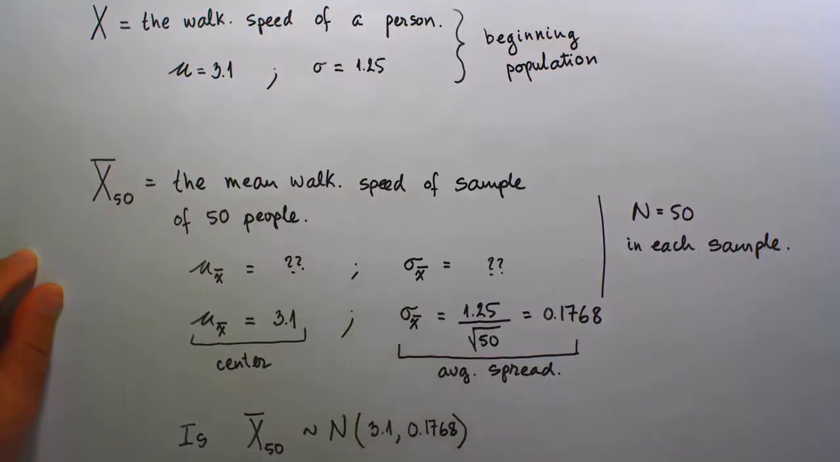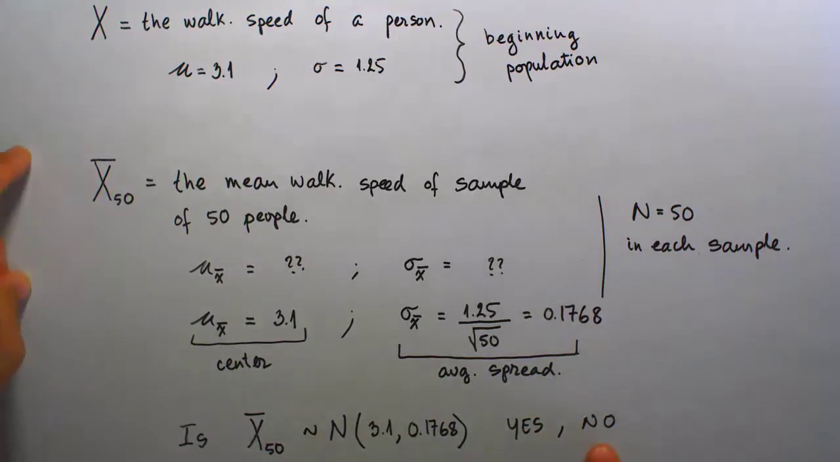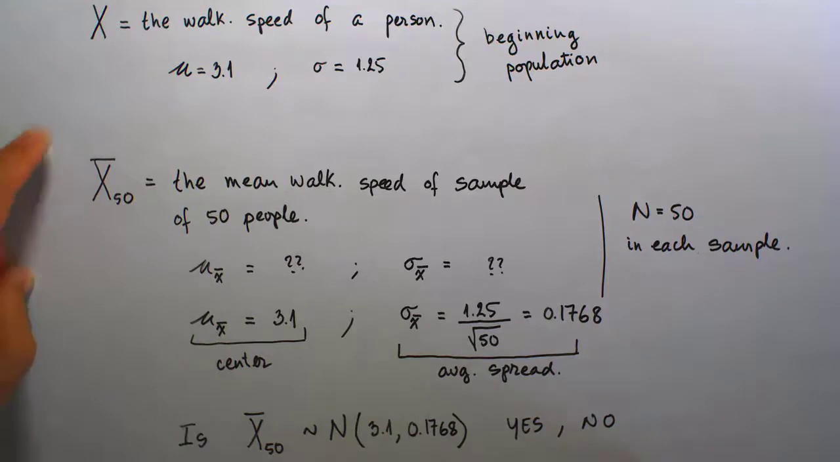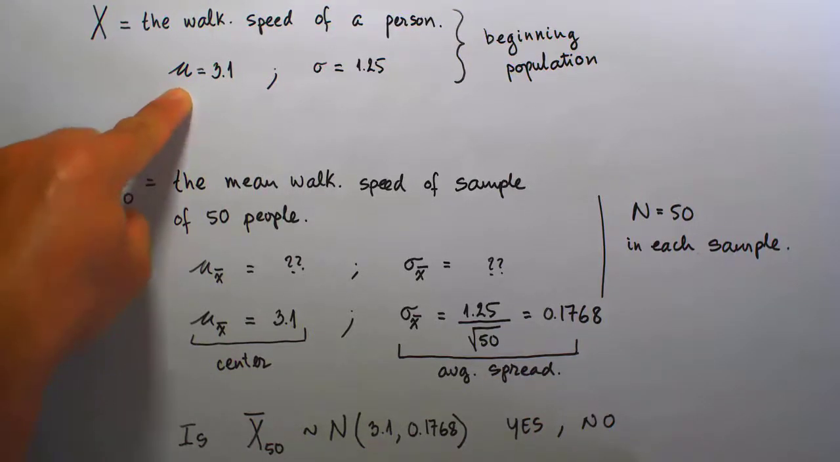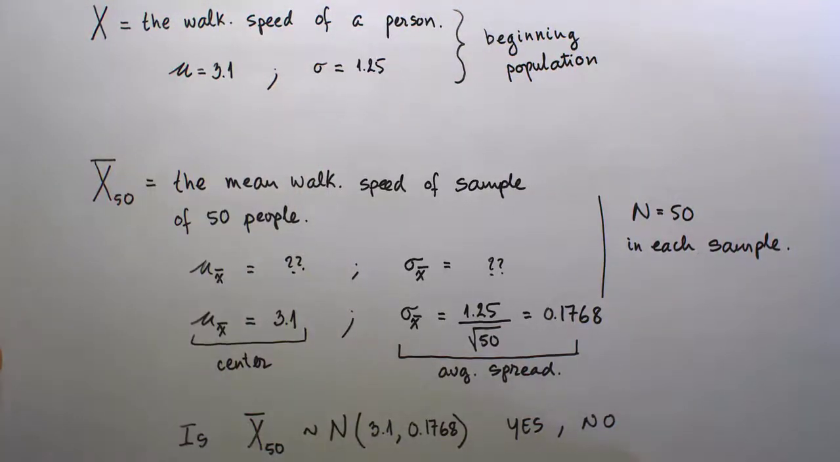0.1768. However, the big question now is, as far as distribution shape, can the distribution shape of this sampling distribution be a nice bell curve, a nice one-peak distribution? So the answer is yes or no, and we're about to find out. And so to decide yes or no here, first of all, let's look back at our beginning information. In our beginning information, we only knew the center of our beginning population. Further, we knew the standard deviation of our beginning population.